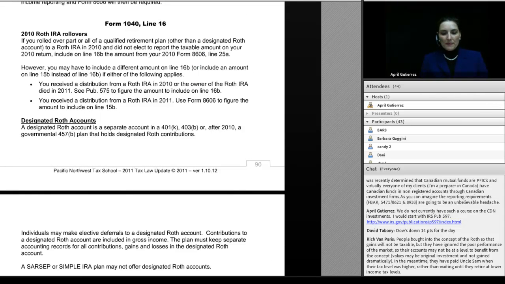Line 16 also has to do with the Roth IRA rollovers, but in this case, line 16 is used to show distributions from pension plans and annuities. Line 15 is used to report distributions from IRAs, SEPs, and SIMPLE plans, and line 16 is used to report distributions from other types of retirement plans. So if you had a distribution from a 401k plan that you rolled into a Roth IRA in 2010, then that rollover amount, the 50% amount that you have to report in 11 and in 12, is going to go on line 16 rather than line 15.